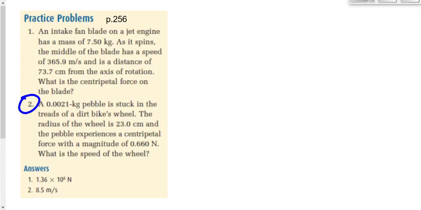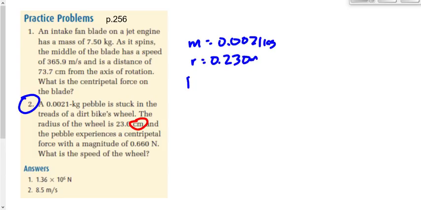Question number 2 says, a 0.0021 kilogram pebble is stuck in the treads of a dirt bike's wheel. The radius of the wheel is 23 centimeters. We're going to want to convert that to meters, right? Pebble experiences a force of 0.660 newtons. What's the speed of the wheel? We're going to say for this one, m is 0.0021 kilograms. The radius, I'm going to convert that right now, is 0.230 meters. And we experience a centripetal force of 0.660 newtons. We want to find the speed.